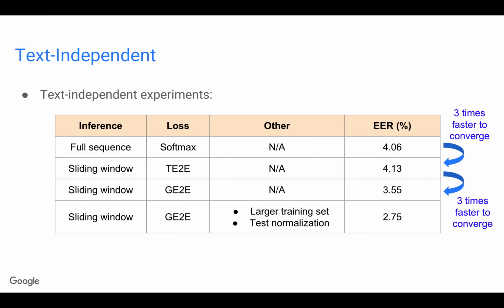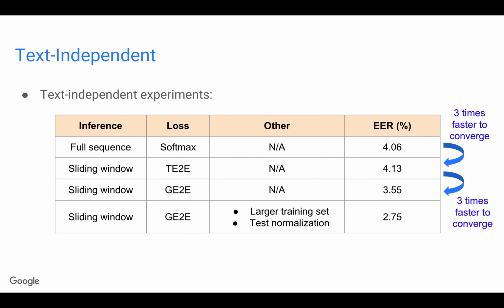The third table is for text-independent. So we also did experiments for full sequence training. For full sequence, we use the softmax loss function, which is simply the multi-speaker classification problem. For example, if you have 100,000 speakers, then it is a 100,000-dimensional softmax, which means there are 100,000 categories for classification, and we use the layer before the softmax layer as our embedding layer. We see that full sequence plus softmax has very similar performance to tuple-based end-to-end loss training.